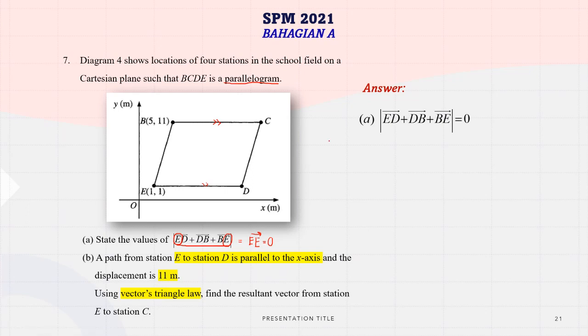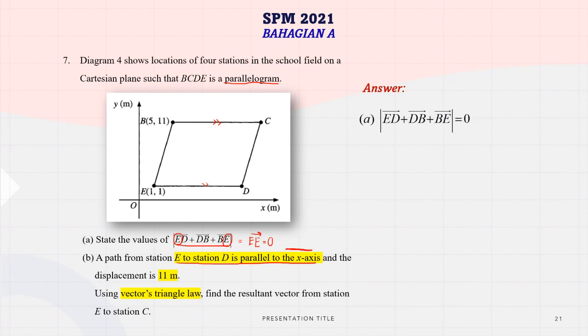A path from station E to station D is parallel to the x-axis. So this sentence, the one that I highlight, has a key point there. Parallel to the x-axis means that when we're talking about the motion or movement of the particle along the axis only, it only moves left and right. It doesn't move up or down.